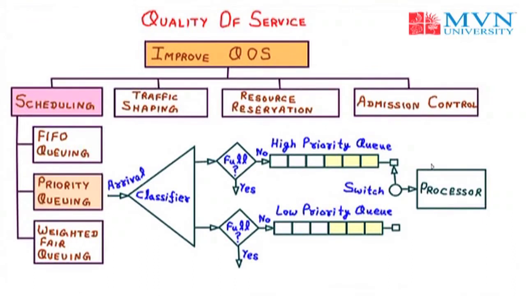Now whenever the queue is full, the switch will be switched to another queue, from the high priority to the low priority. Now the processor will take the data packet from the switch of the high priority and it will send the data packet outside for the departure. So that is all about the priority queuing, in which we have assigned the priority with the help of the classifier. Next we are having the weighted fair queuing.